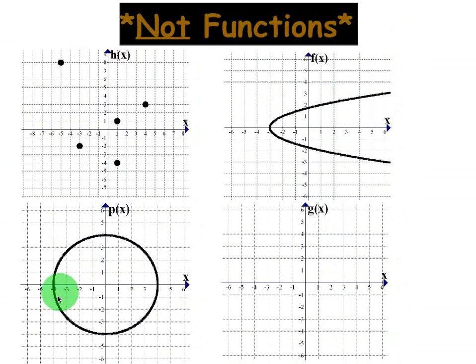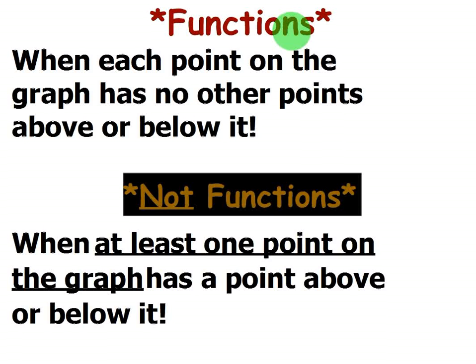Same for this circle. Almost everywhere on the circle, for each x value, there's two y values. At x equals 0, y equals 4, but also at x equals 0, y equals negative 4. Up here, it almost looks like it works, but at x equals 1, there's a y value, and at x equals 1, there's also a negative 4. So whenever you have two points, and they're above and below each other on a graph, it's not a function. At least one point on the graph having a point above or below it means it's not a function.